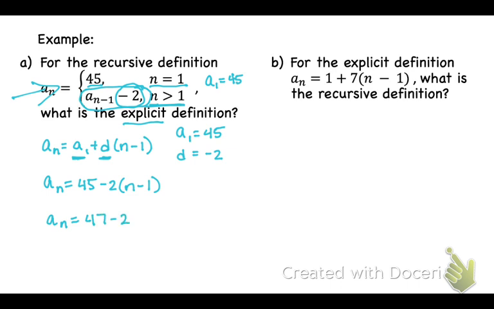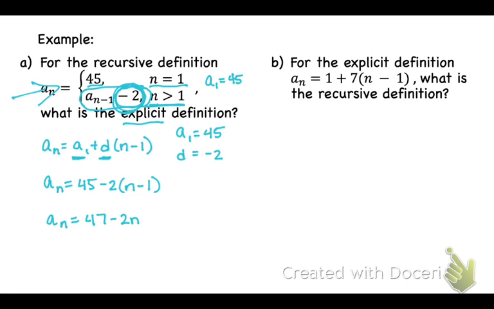Did you get a sub n equals 47 minus 2n? Yep, or negative 2n plus 47. Okay, I'm still confused how you got 47. Because it says negative 2 right here. Because it tells me right there.